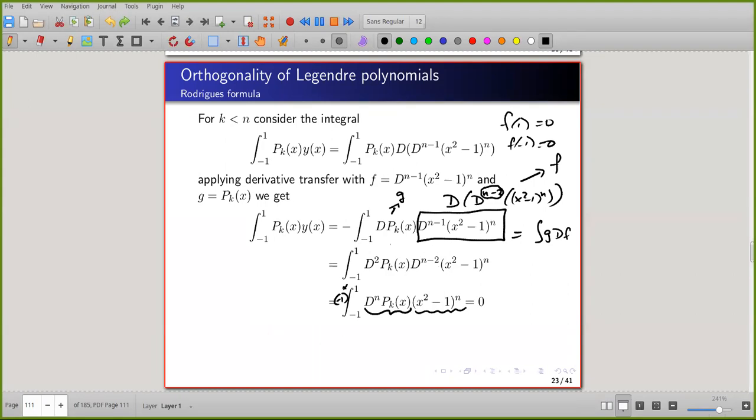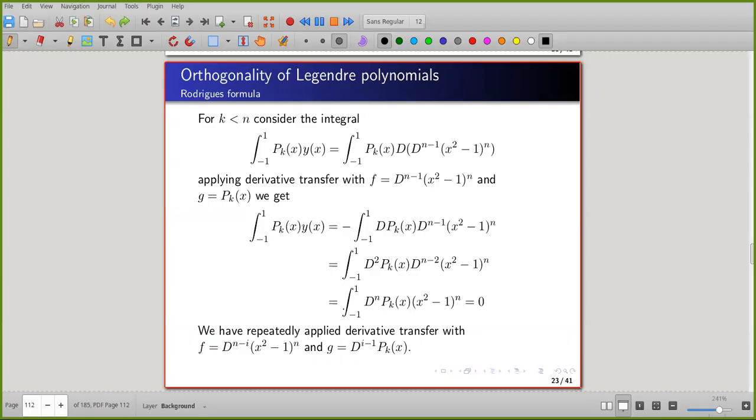But notice that P_k(x) is a polynomial of degree k, right? P_k(x) was our Legendre polynomial. And when I differentiate it n times, I'm going to get 0. So, I have explained this. Since P_k is a polynomial of degree k, we get that d^n P_k(x) is 0.